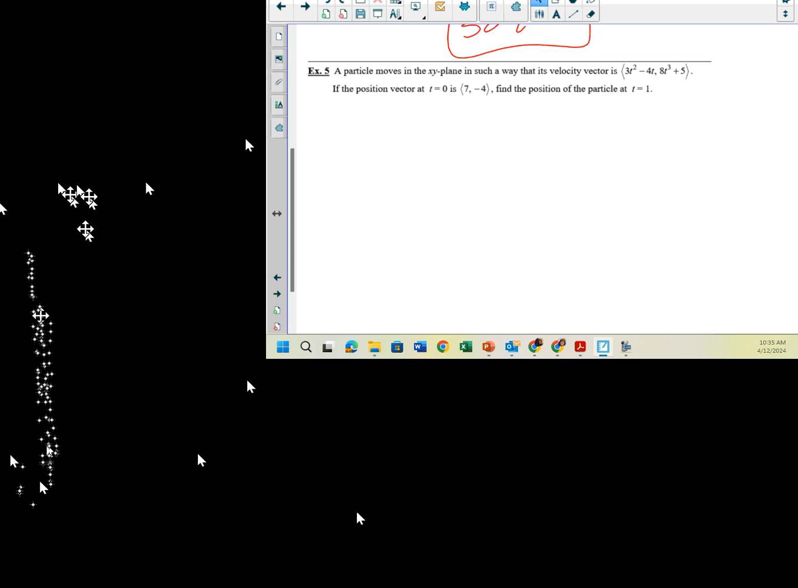How do I find position from velocity? Integrate. Oh, there's an initial condition. That's an initial condition. That's important to know.